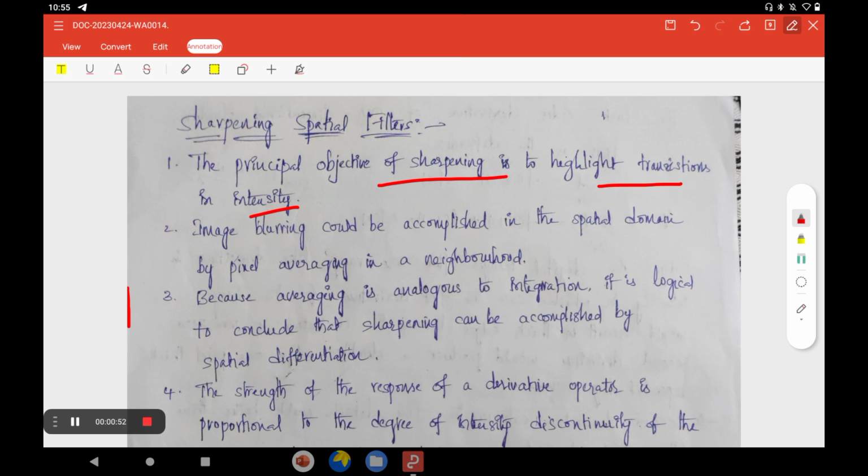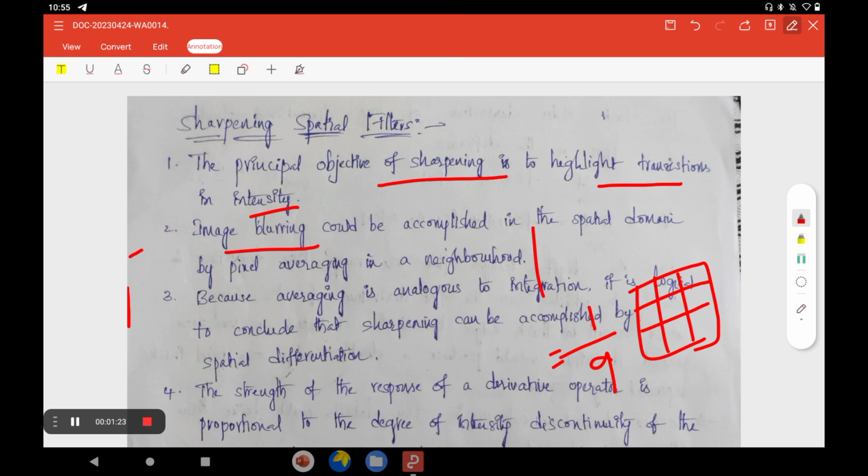As well as image blurring could be accomplished in the spatial domain by pixel averaging in the neighborhood. Suppose you want to blur the image, that can be accomplished by using spatial domain pixel averaging. That means if you are taking some neighborhood, a 3x3 matrix, all values are added. By dividing by the total number of pixels, you get the average value. If you replace the central pixel in the original image with the corresponding average value, the image is blurred. That is nothing but the image blurring operation.